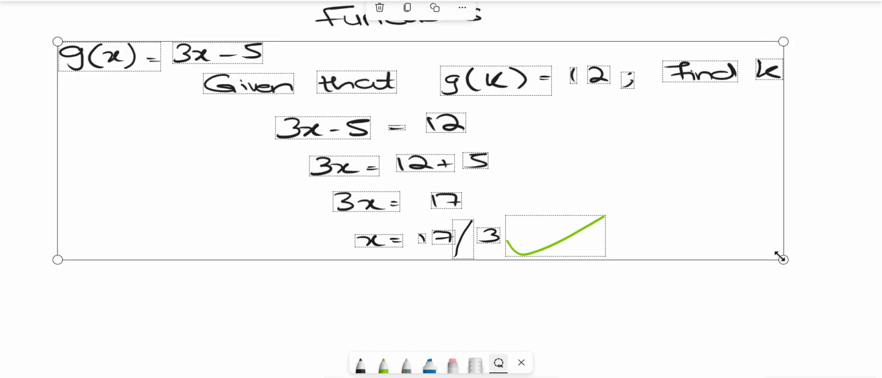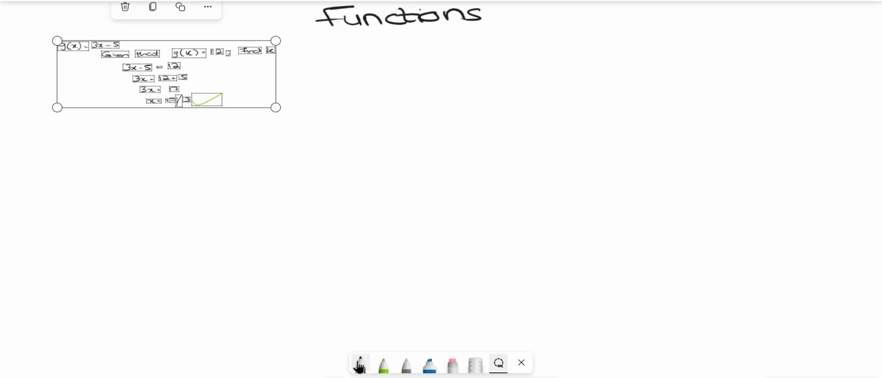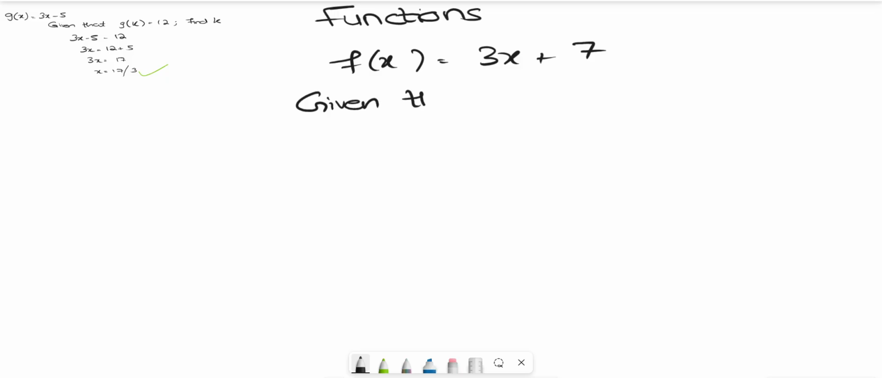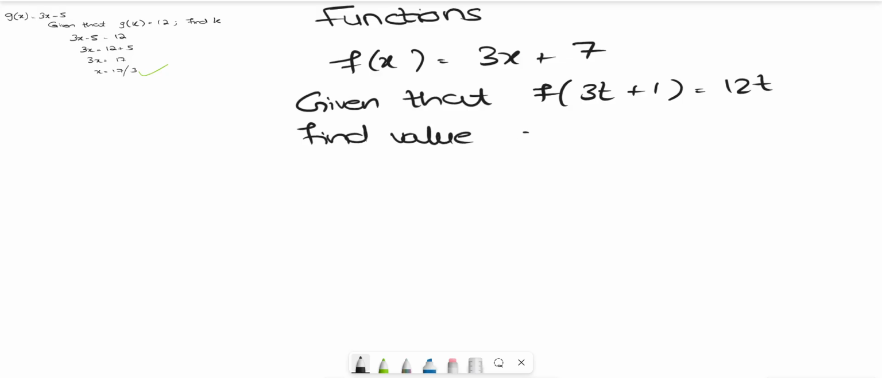Okay, so these are basically the types of questions that you might get. Okay, another example. Let's say you have f of x equals 3x plus 7. Now be careful. Given that f of 3t plus 1 equals 12t, find the value of t. Now what do we get?